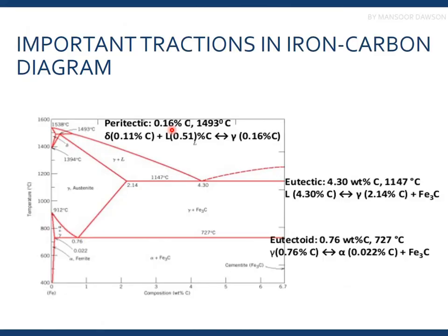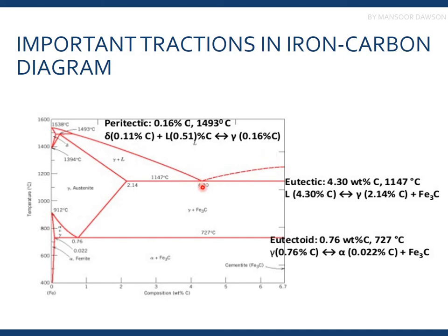Next, let's discuss some important reactions in the iron carbon diagram. You can see here that this is the peritectic reaction, in which one solid and one liquid are converting into another solid. So this is the delta plus liquid region. This region, you can see the pointer, is converting into austenite. So this is the peritectic reaction. Then we have the eutectic reaction, which we studied in the previous lectures as well, the phase diagram lectures.